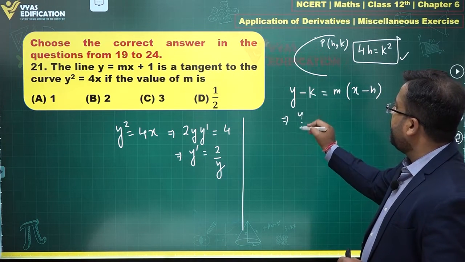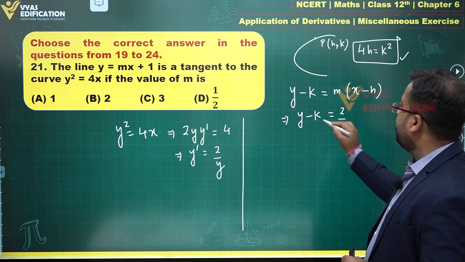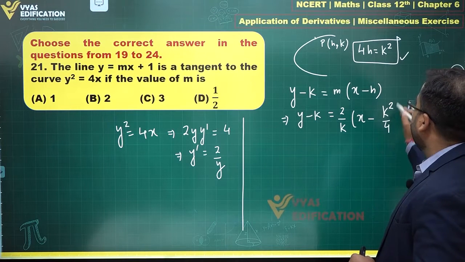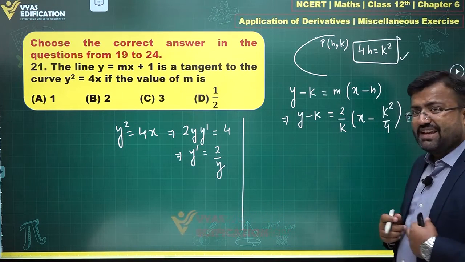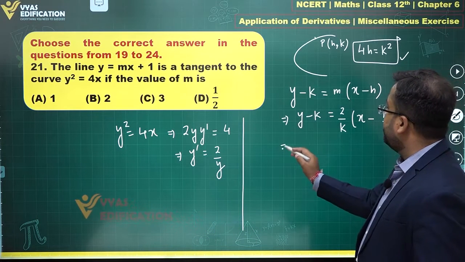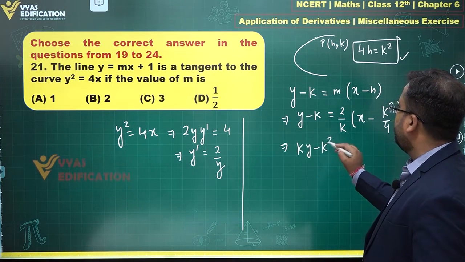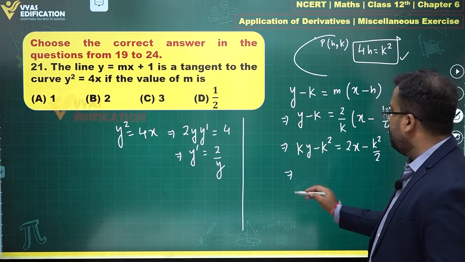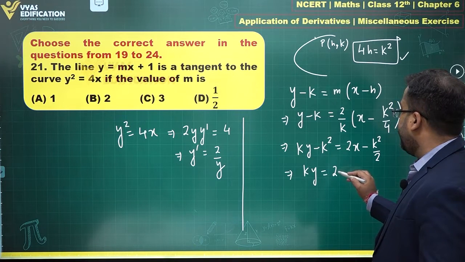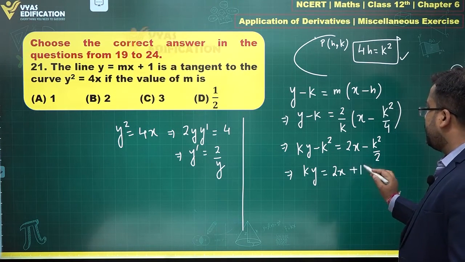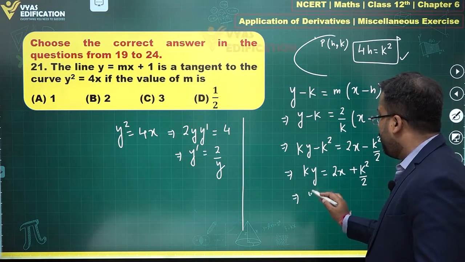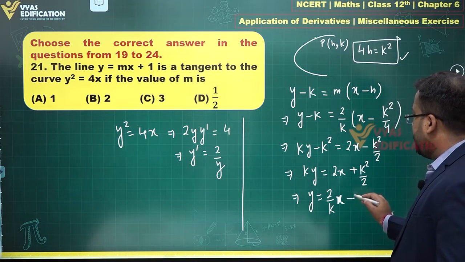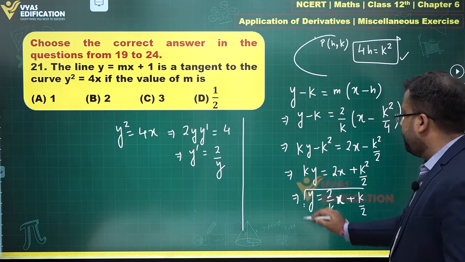So let's replace: y - k is equal to 2 upon k times (x - h), and then we'll compare with that line. H is k²/4. Now you see the only variable remaining over here is k. Okay, and what else? This is ky - k² is equal to 2x - k²/2. That's what you have. So ky is equal to 2x plus k² minus k²/2, and this further becomes y is equal to (2/k)x + k/2. This is what I get, right?